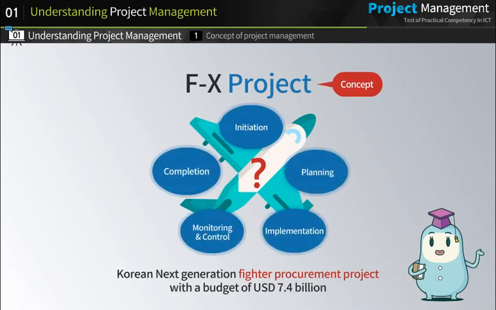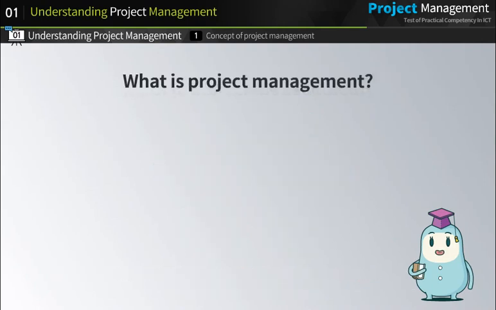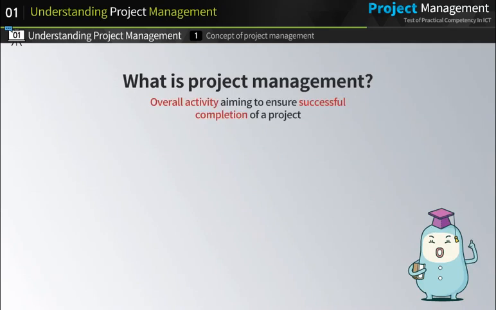Let's take a look at the concept of project, how to manage a project, how to implement the change management and control process, and how to complete project management. First, the concept of project management. Project management refers to overall activity aiming to ensure successful completion of the project.